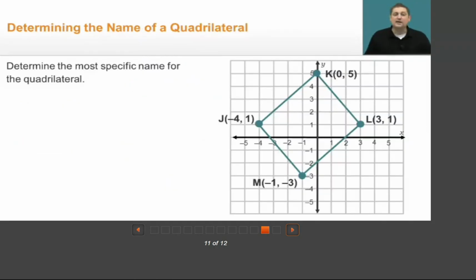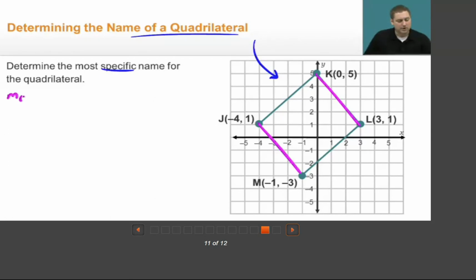I want to go ahead and take those properties and determine the name of this quadrilateral, the most specific name I can get. So I'm going to start off with the generic. Can I name it a parallelogram just to start? So let's find the slopes of these opposite lines, because if the slopes are the same, the lines are parallel.